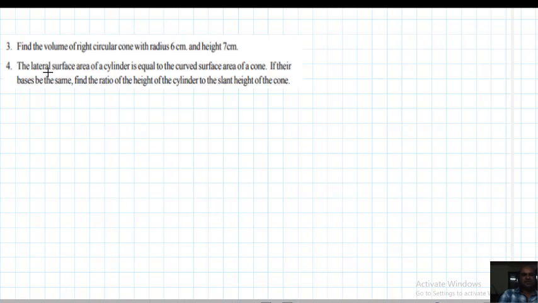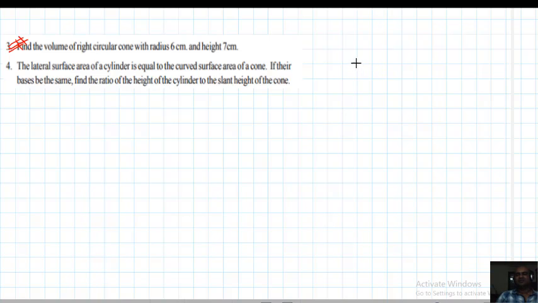Okay students, here third problem, find the volume of right circular cone with radius 6 centimeters and height 7. That is not a big problem, you people can complete. Now I want to explain the fourth problem. The lateral surface area of a cylinder is equal to the curved surface area of a cone. If their base radius is the same, find the ratio of their height.